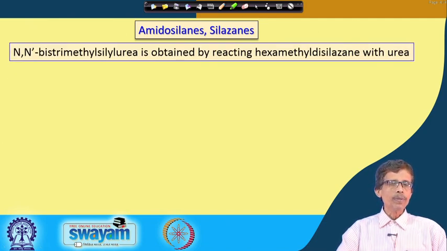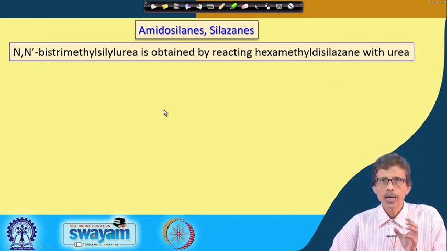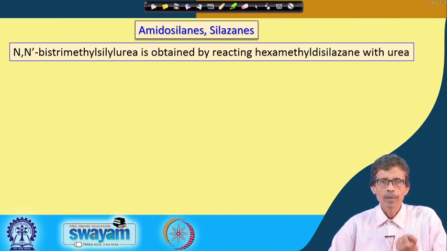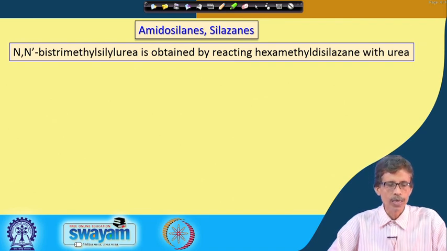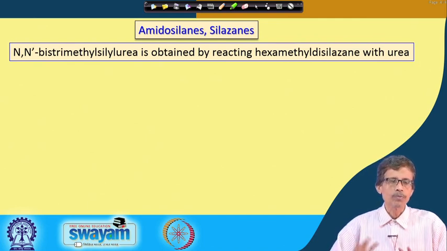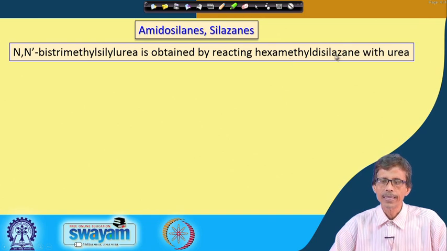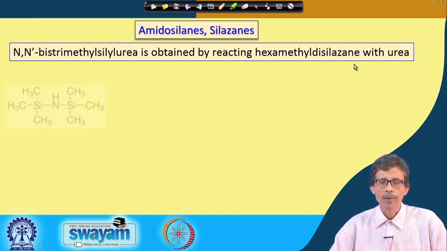So N,N'-bis(trimethylsilyl)urea. So we know urea, and urea is basically a carbon based compound. So you have the CO function attached to NH2 functions, that is your urea. Now you can have the trimethylsilyl urea, that means your corresponding groups will be substituted by the silicon groups, obtained by reacting hexamethyldisilazane. So that means silazanes are used with urea.